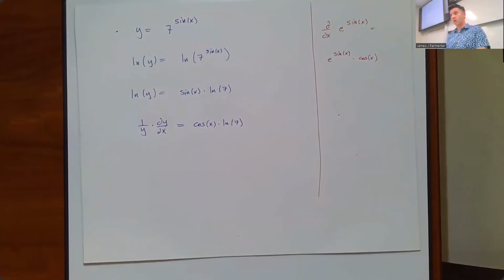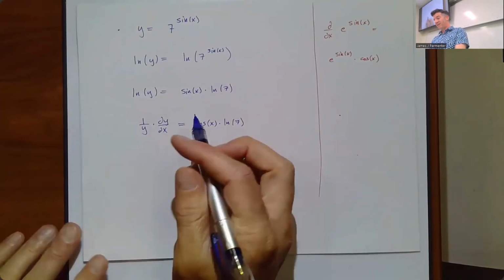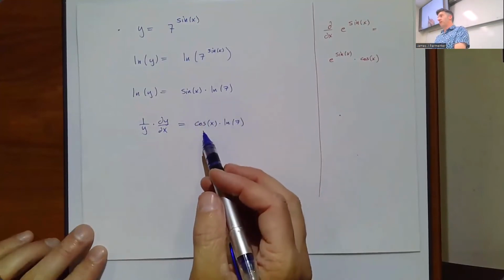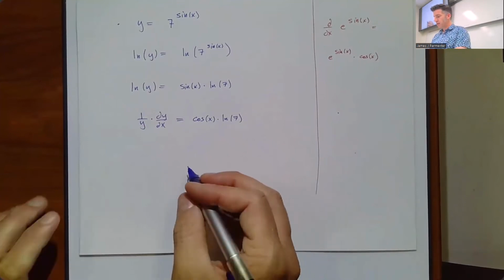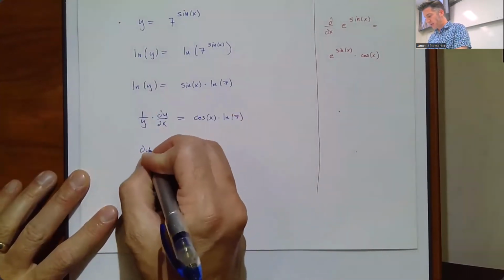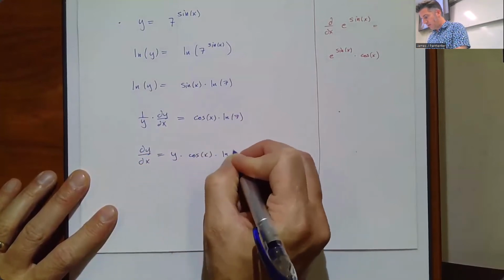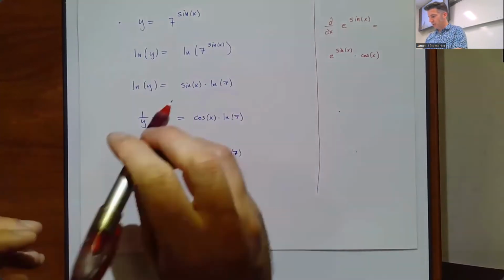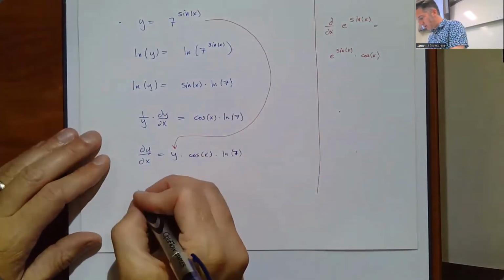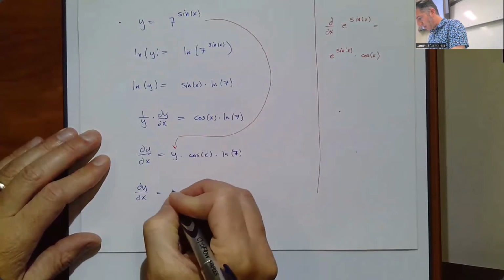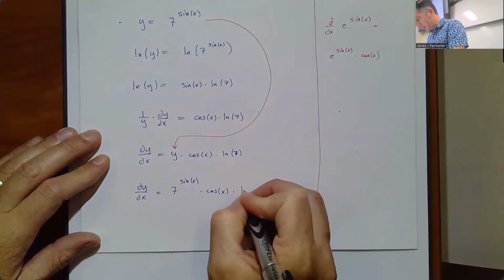Okay, so on the left hand side, the derivative of natural log of y is 1 over y times dy/dx. On the right hand side, the derivative of sine of x times a constant is just cosine of x times the same constant. The constant multiple hangs out. Okay, so then we solve for dy/dx. dy/dx equals y times cosine of x times natural log of 7. But y is just this. So dy/dx is really 7 to the sine of x times cosine of x times the natural log of 7.